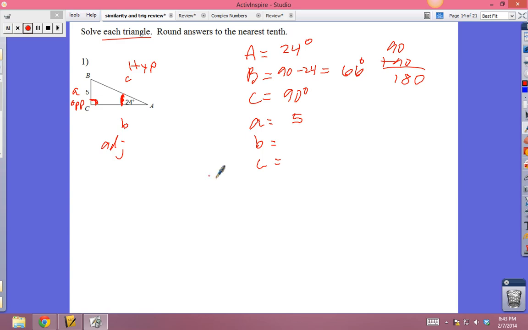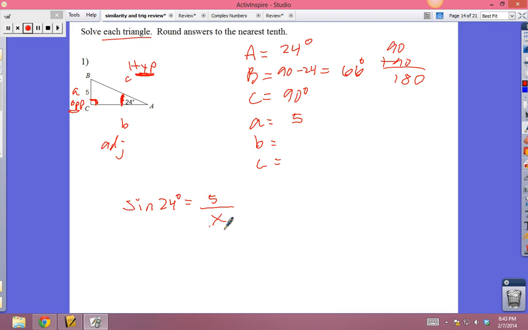Okay, now I am going to find the hypotenuse. I'm going to find C. So C is the hypotenuse, and I'm going to use 5, which is opposite. So which trig fraction uses hypotenuse and opposite? It's going to be sine. So sine of 24 degrees equals opposite over hypotenuse. And from here on out, it's going to be calculator.